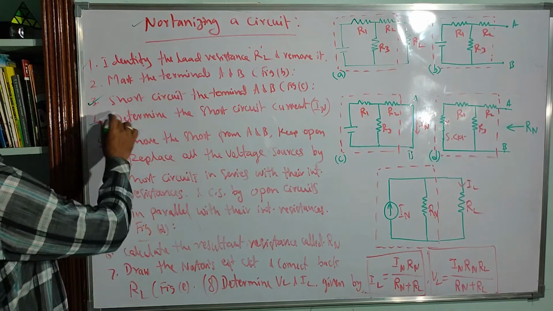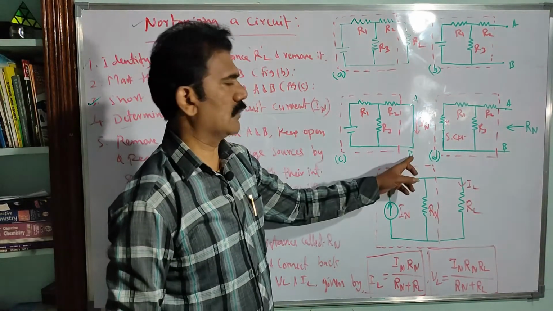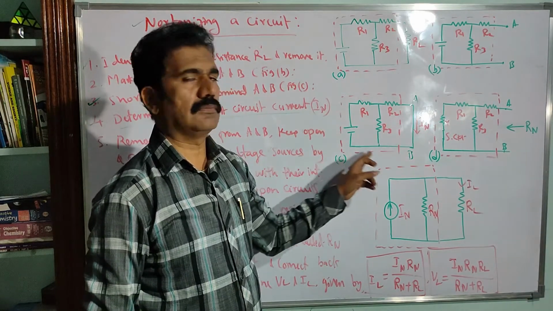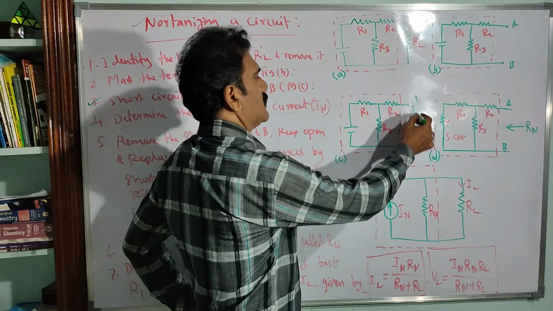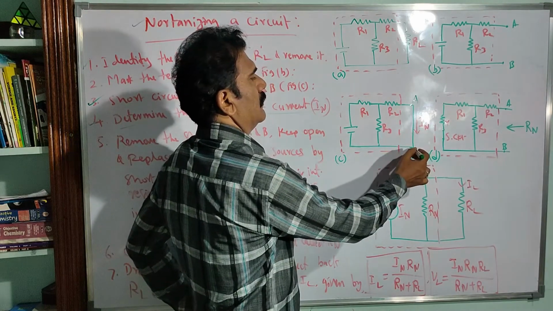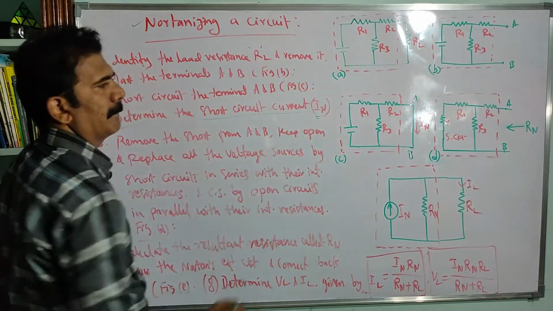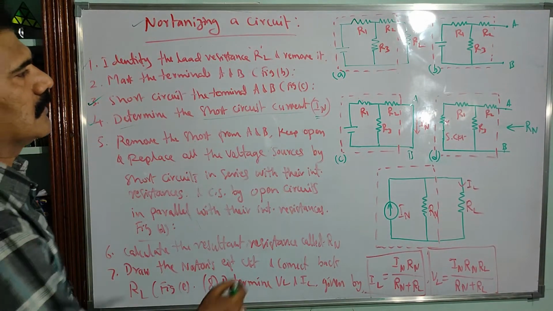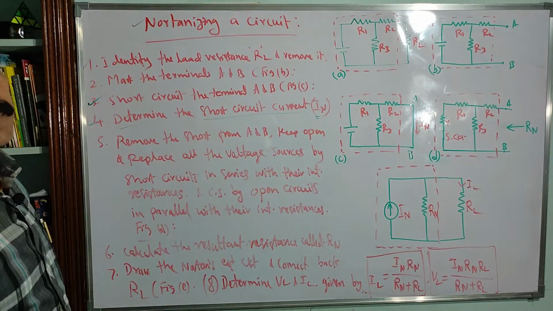Then determine the short circuit current. Once it is short circuited, the circuit is closed. So in this closed circuit you can find out the current passing between the terminals A and B, right? That is called IN. Clear? That is as shown in figure C. You have to find out the short circuit current IN.